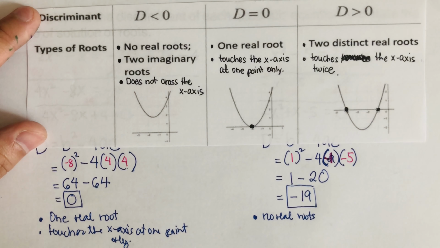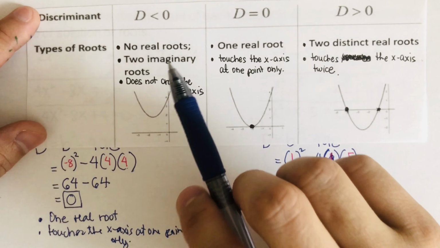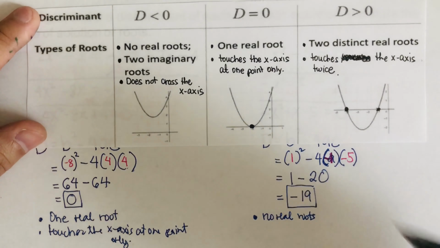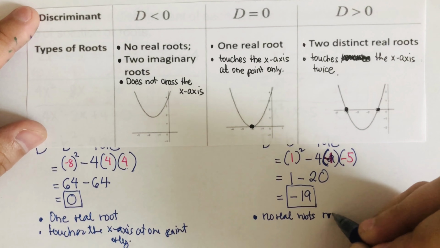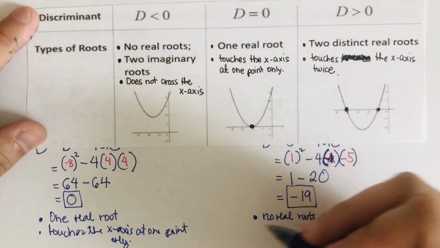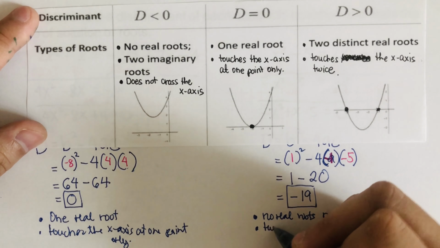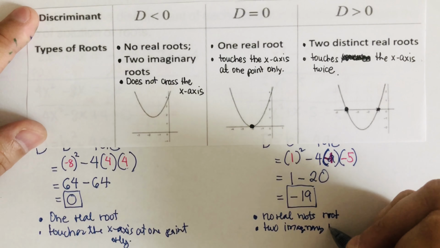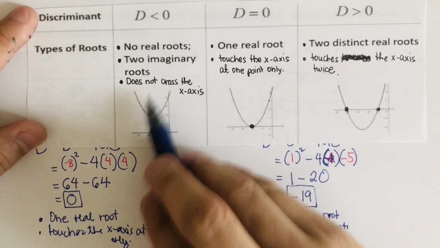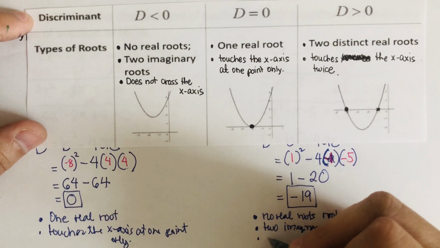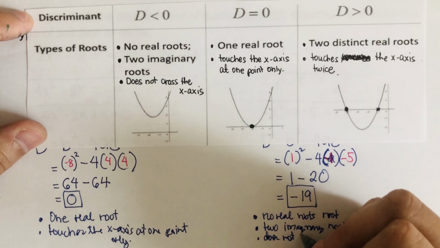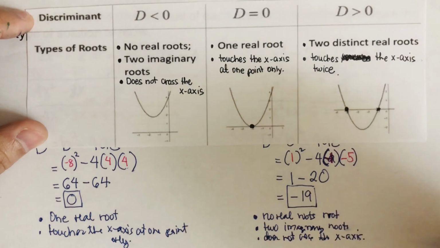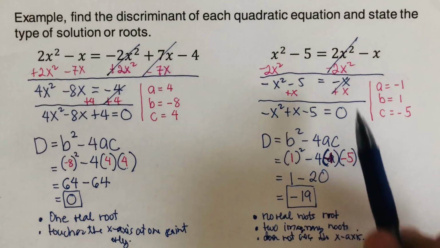Again, there are two types of roots. The first type of root is imaginary, and the other type is real root. So there's no real root for this, and there are two imaginary roots. And it does not cross the x-axis. Did you get the same answer as this?